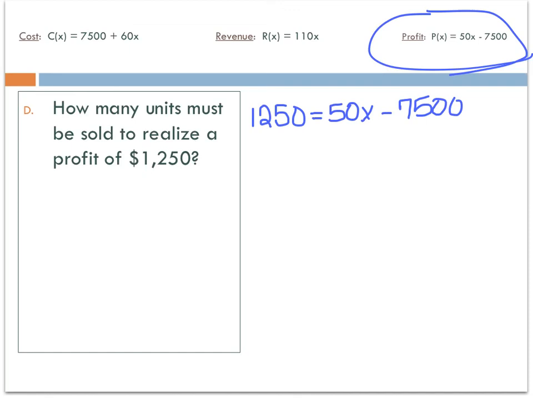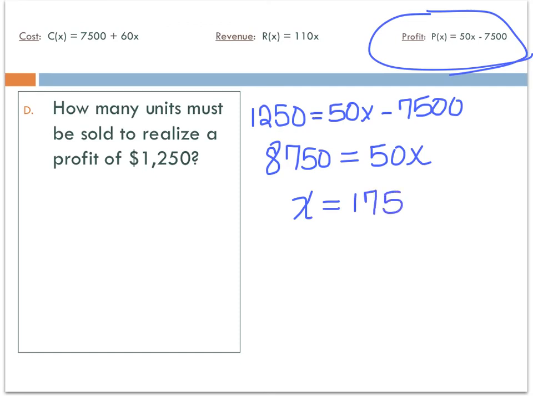So let's add 7,500 to both sides, and we end up with $8,750 equals 50x. Divide both sides by 50, and we end up with x equals 175 widgets. So in order to get a profit of $1,250, she will need to sell 175 widgets, which makes sense because we knew we needed to sell 150 widgets just to break even. So then she's going to need to sell 175 to make a profit of $1,250.